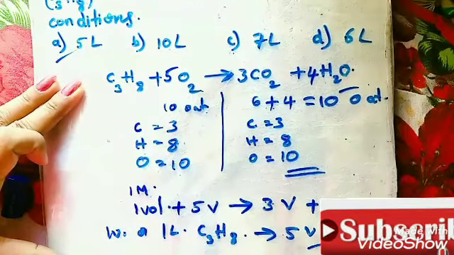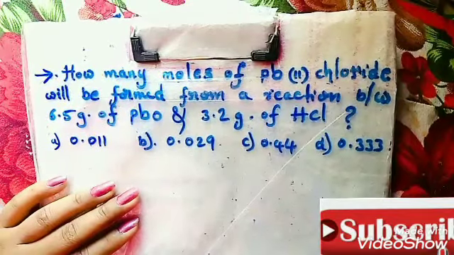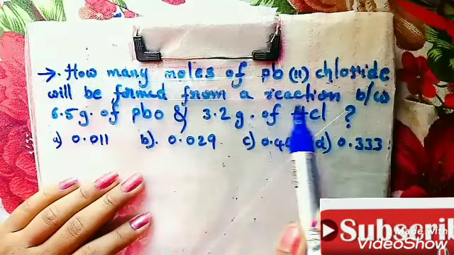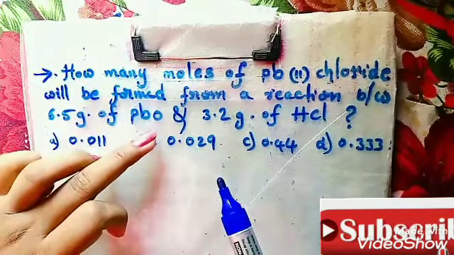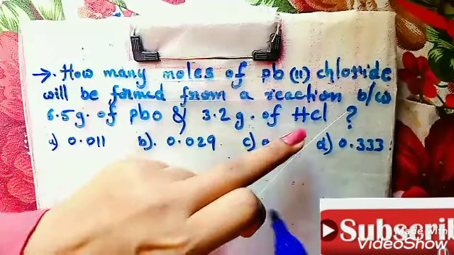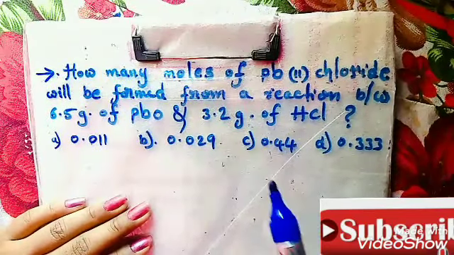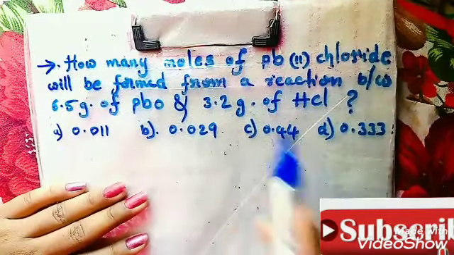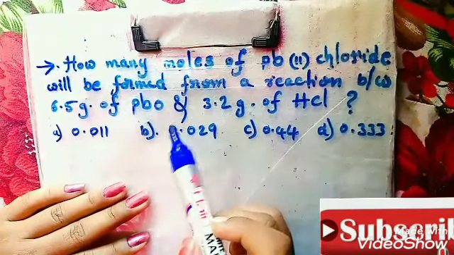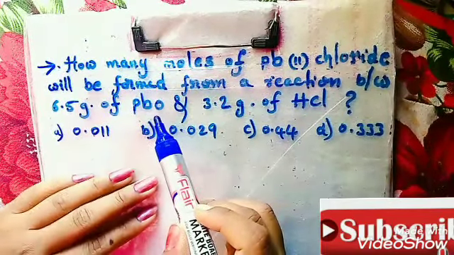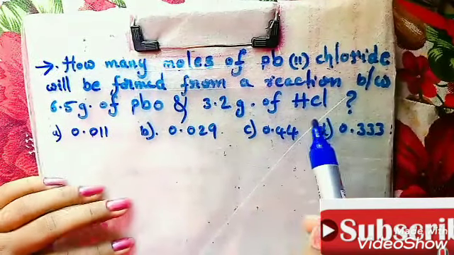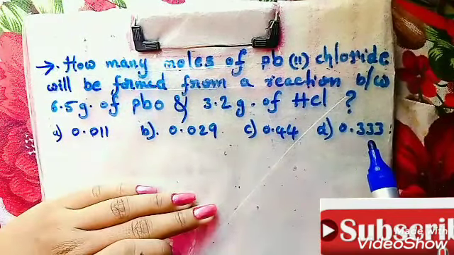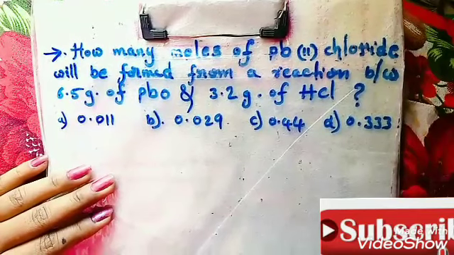Let's start the next question, students. The next question is, how many moles of lead 2 chloride will be formed from the reaction between 6.5 grams of lead oxide and 3.2 grams of HCl? So students, we have to find out how many moles of lead 2 chloride are formed when the reaction takes place between PbO and HCl. The options they have given are 0.011, 0.029, 0.44, 0.333. Then let's start the answer for this.